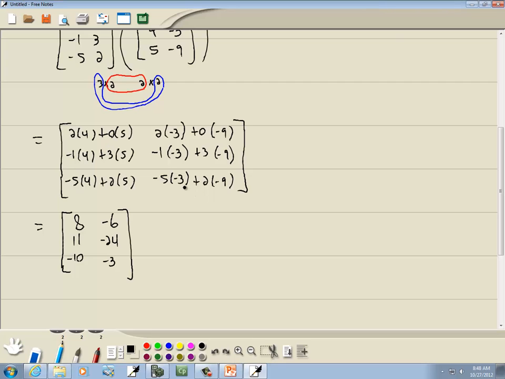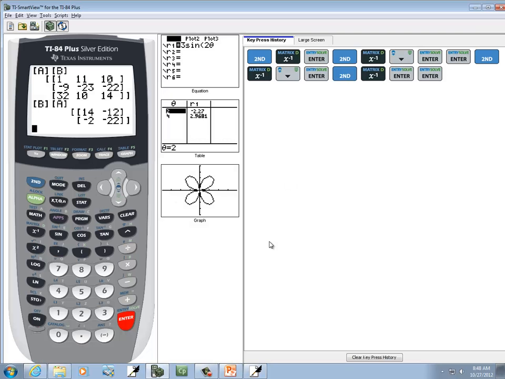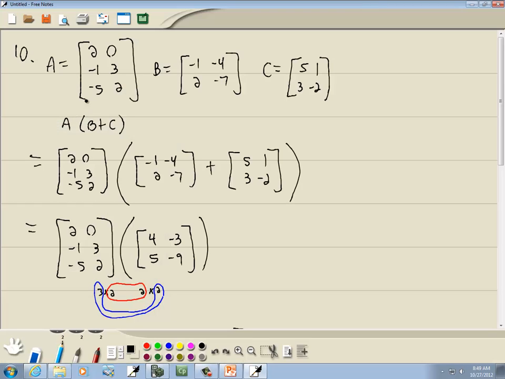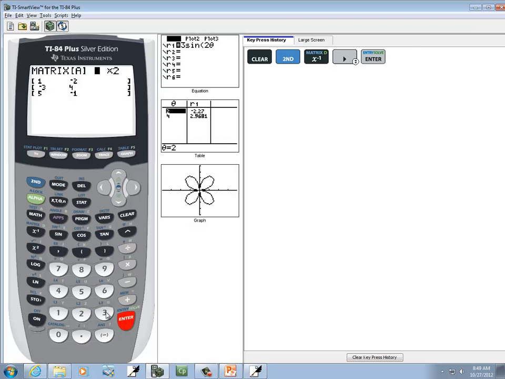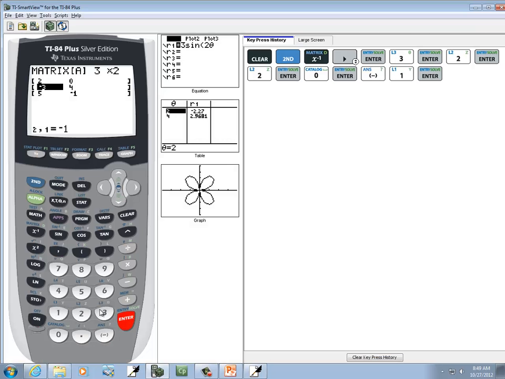Okay, let's do it in the calculator to verify if I did it right. So we're going to put these in. Go to my edit menu. Over here. Second x to negative 1, over to edit. Enter on A. A is rows by columns, 3 by 2. 3 enter, 2 enter. And I got 2 enter, 0 enter, negative 1 enter, 3 enter. Negative 5 enter, 2 enter.